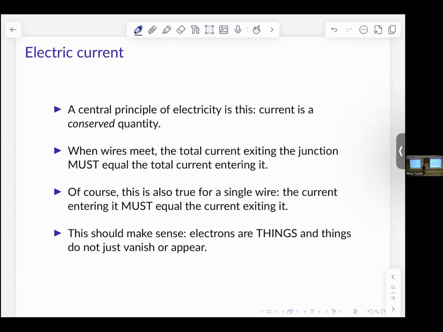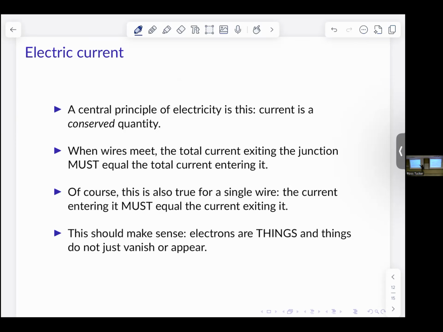Electrons don't reproduce and electrons don't vanish. They're not serial killers. So if you have 4 amps enter a junction and 4 amps enter the junction, what's the current in the third wire leaving the junction? 8 amps. Current is conserved, which is to say, total current entering. What's a junction, by the way? What does junction mean? Place where things come together. Place where 3 or more wires meet. Total current entering a junction equals the total current exiting a junction.